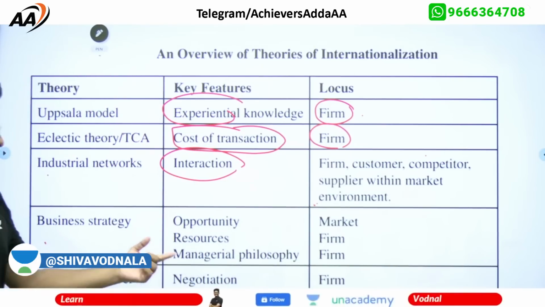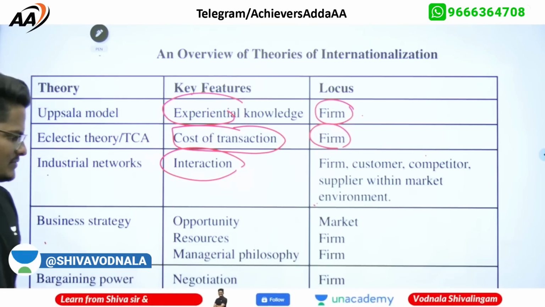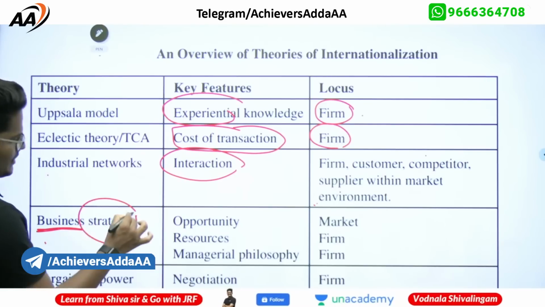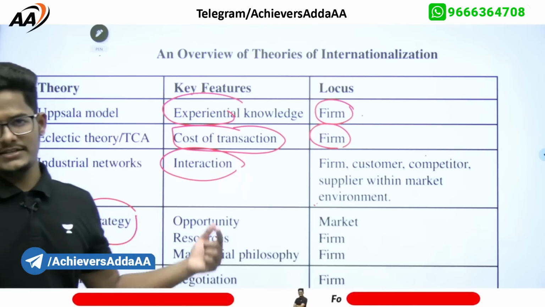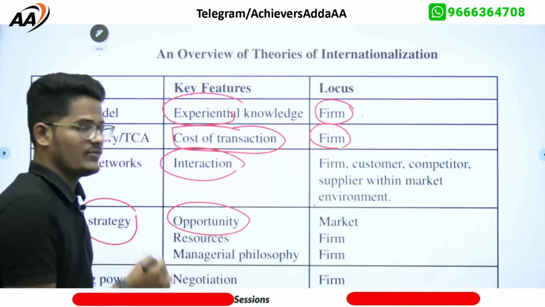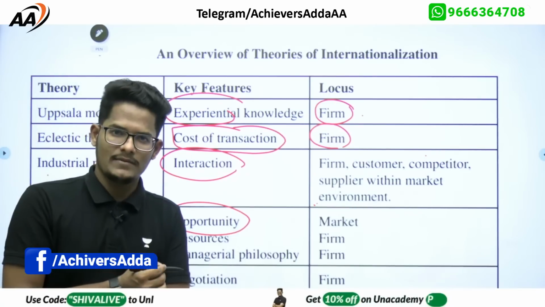Business strategy theory is about opportunity, resources and managerial philosophy. So what type of strategy is to be used to go into international business? What type of strategy? You have to take the opportunity whenever it is coming or being created in the market.